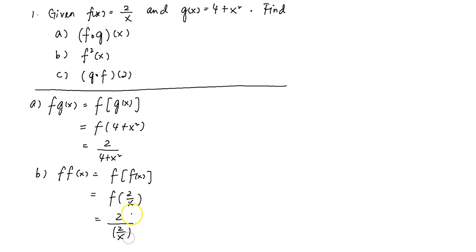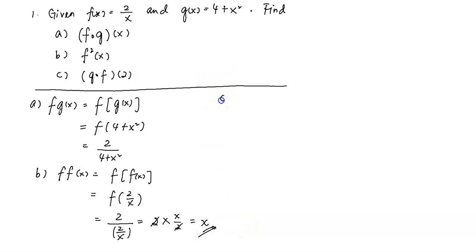So what does this statement mean? This means 2 divided by 2 over x. If I change the divide into multiply, I have to write down the reciprocal. This should be x over 2. So here we can see that the 2 can be cancelled off. Lastly, we have x as my answer.